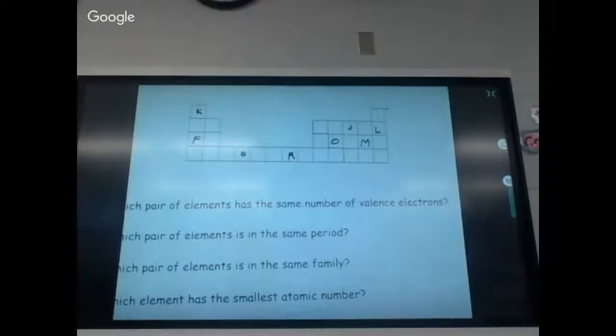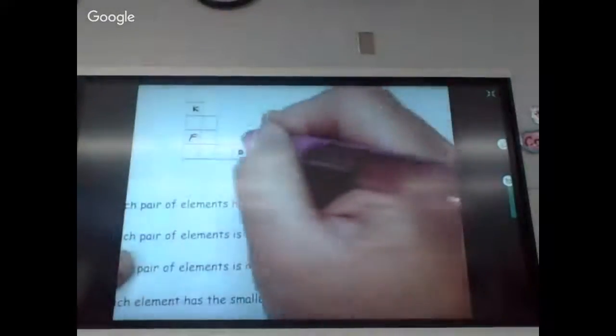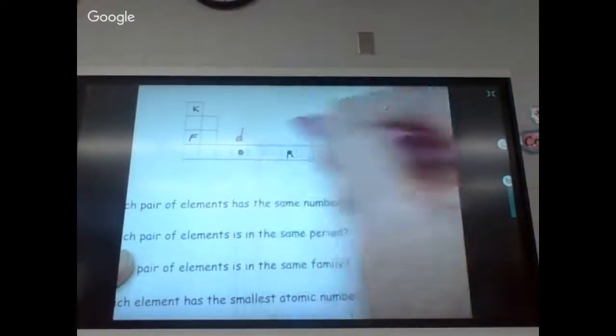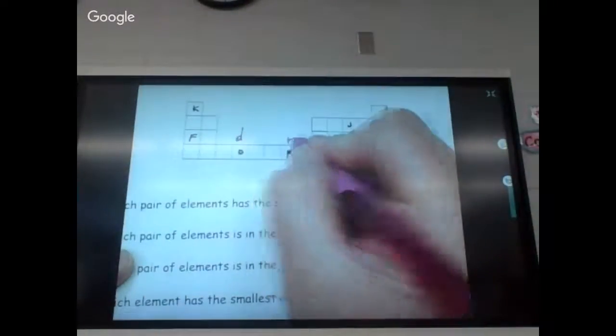That's supposed to be a D. Yes. Where at the bottom? I'll show you. Oh, I wrote an O there. Yeah, this is actually, that's a D. That is R.